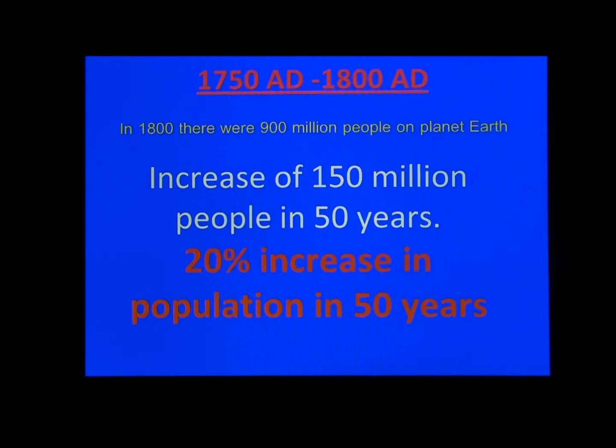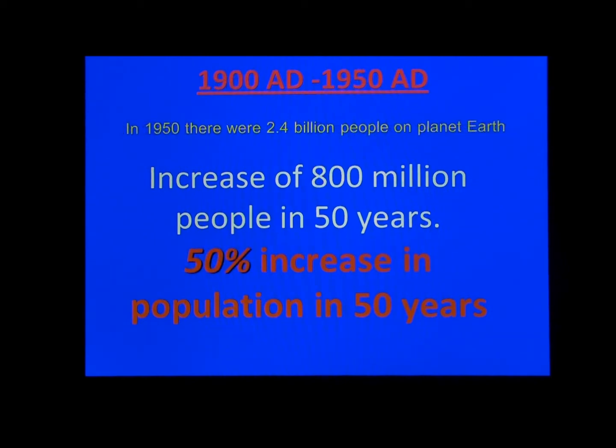In 1800, there were 900 million people on planet Earth. That's an increase of 150 million people in 50 years. That's a 20% increase in population in 50 years. In 1850, there were 1.2 billion people on planet Earth. That's an increase of 300 million people in 50 years. That's a 33% increase in population in 50 years. In 1900, there were 1.6 billion people on planet Earth. That's an increase of 400 million people in 50 years. That's a 33% increase in population in 50 years.